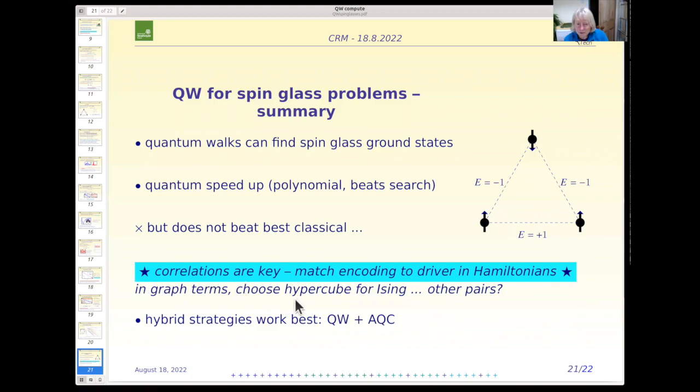And that leaves us an open question. If you have a different choice of problem Hamiltonian, not just pairwise, suppose you have a more complicated graph where you link more nodes at once, what would you choose for your driver Hamiltonian? What graph would go with that? And finally, to note that again, for these small problem sizes we're looking at, we need hybrid strategies in order to get a really robust quantum speedup.